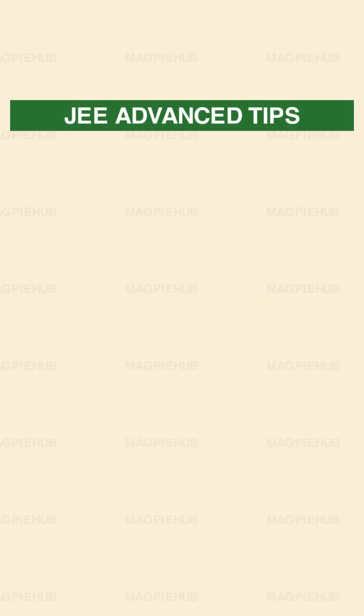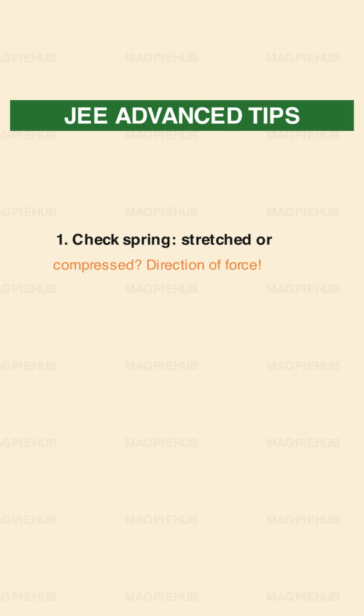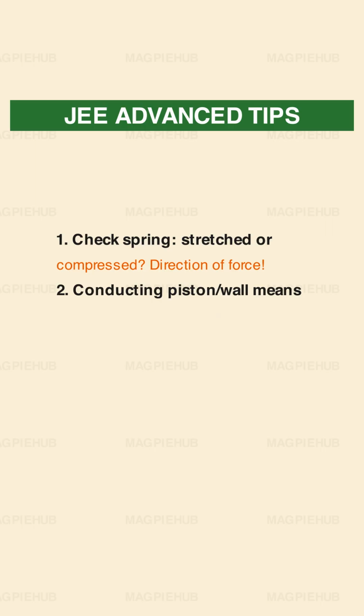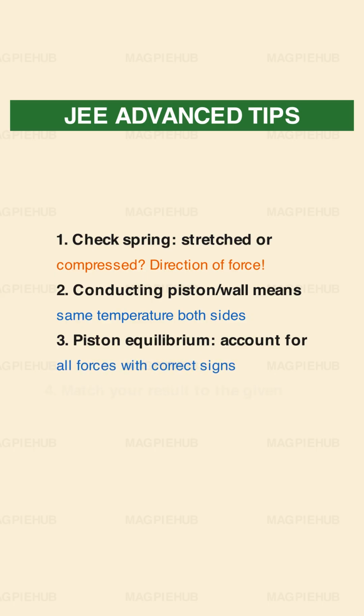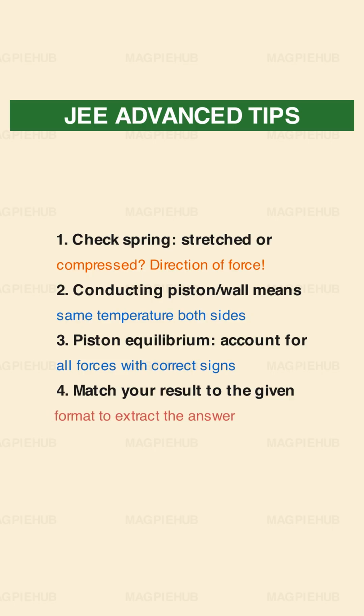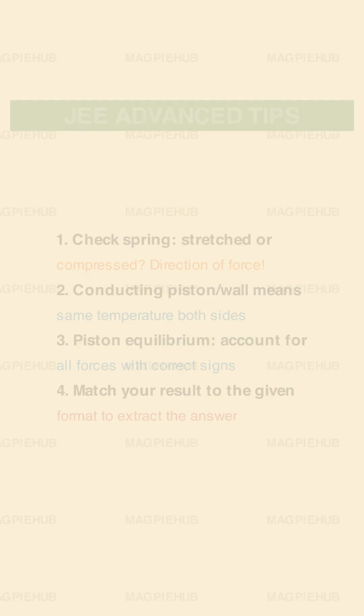Here are some important tips for thermodynamics and mechanics problems in JEE Advanced. First, always check whether a spring is stretched or compressed by comparing current length with natural length. This determines the direction of the spring force. Second, for thermally conducting walls or pistons, remember that both sides reach the same temperature at equilibrium. Third, in piston equilibrium problems, carefully account for all forces including gas pressure and spring force, with correct signs. Fourth, when the question gives the answer format like P equals KL alpha over A, compare your result directly to extract the numerical value.